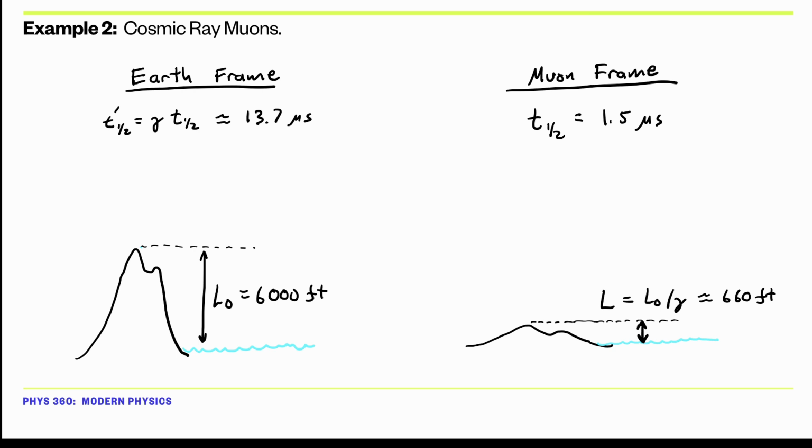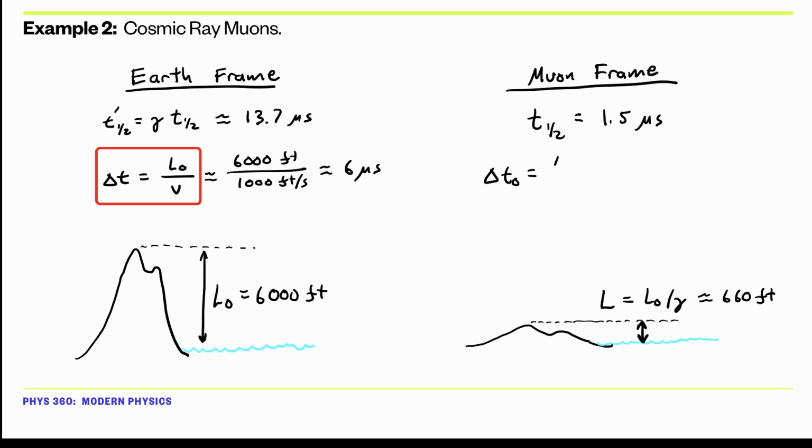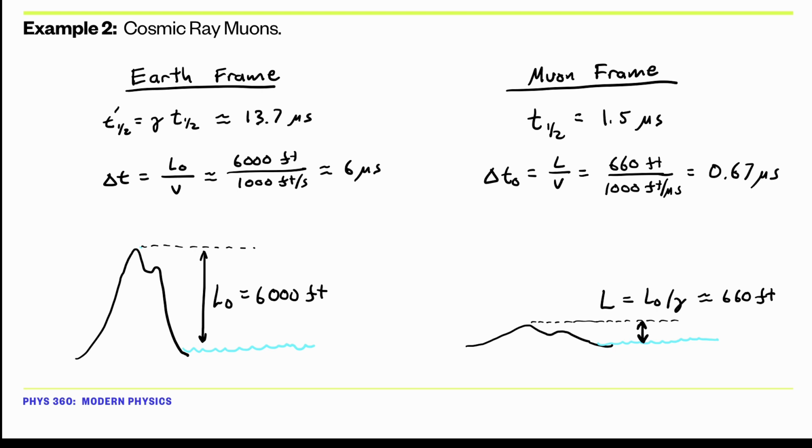How long does it take the muon to travel from the top of Mount Washington down to sea level in our frame? The time equals the height of the mountain, 6,000 feet, divided by the velocity of the muon, 1,000 feet per microsecond, or about 6 microseconds. In the muon's frame, we can do a similar calculation substituting the height of Mount Washington in the muon's frame, which is only 660 feet, divided by 1,000 feet, gives 0.67 microseconds.